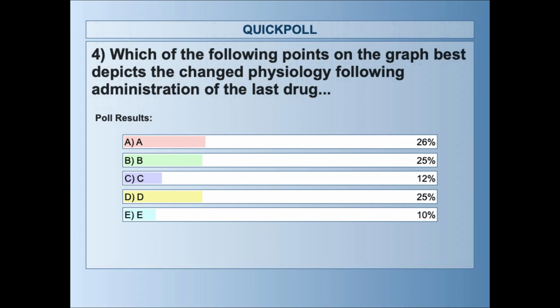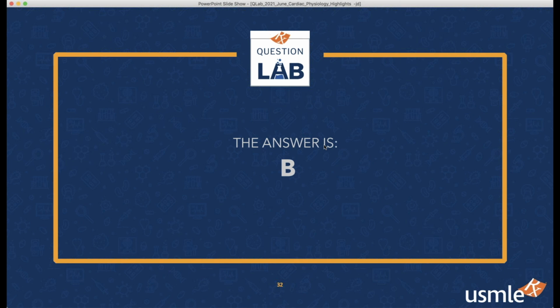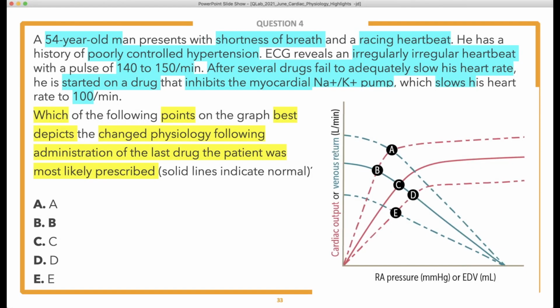Let's take a look and see what the correct answer is. And the correct answer is B, and 25% of you got it right. So definitely a challenging question, but these graphs are high yield and you must know how to understand and interpret them. So let's go ahead and hand it off to Paris who can explain it to us. Paris. Thank you, Sean. Yeah, definitely a tough question.